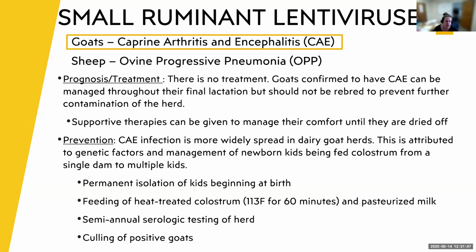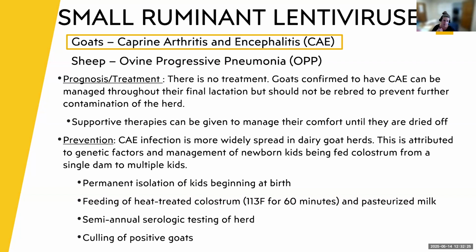Okay. So the treatment, again, there's no treatment for this one. Goats confirmed to have CAE can be managed through their final lactation, but should not be rebred. To prevent further contamination of the herd, they should be quarantined and milked last, or utilized last, whatever it is that you're doing with them, just so they're not contaminating any surfaces that the other animals would be touching. Supportive therapies can be given to manage their comfort, especially that arthritis, as they're dried off and removed.